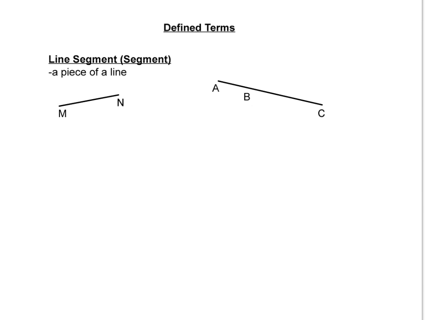It's a piece of a line. In other words, it's the part of a line where it ends on both sides. So it ends here at point N and it ends here at point M. We call M and N the endpoints. So I'll write that down right here, endpoints.